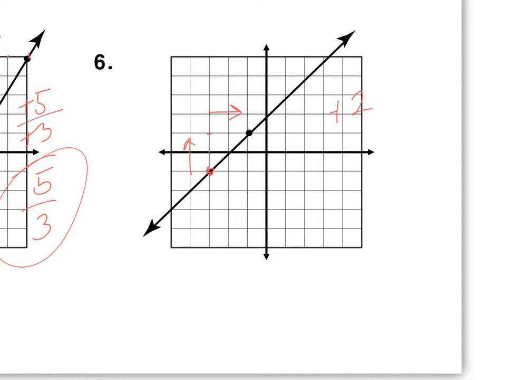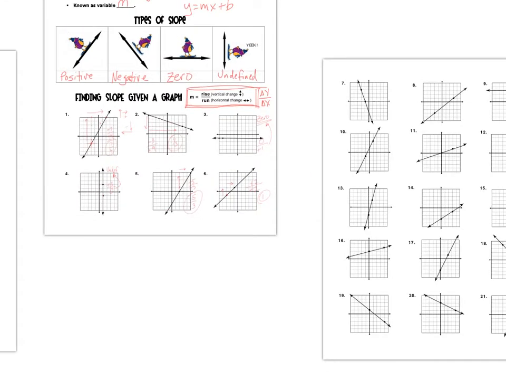To the right, I'm going to move 1, 2 as well. Again, that was also a +2. We divide those, and we get a slope of 1. All right, say goodbye to the first page.